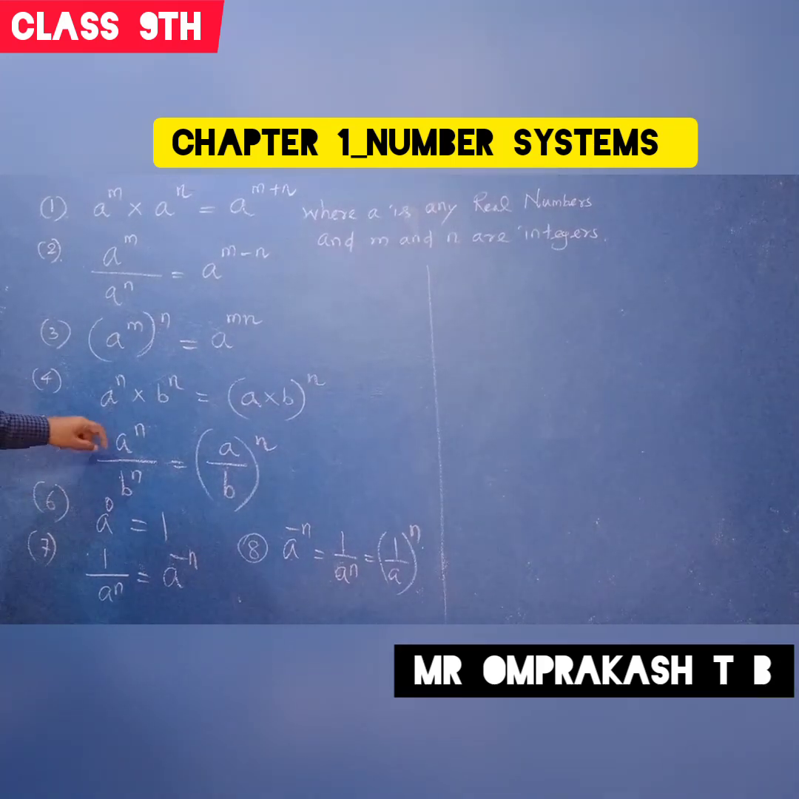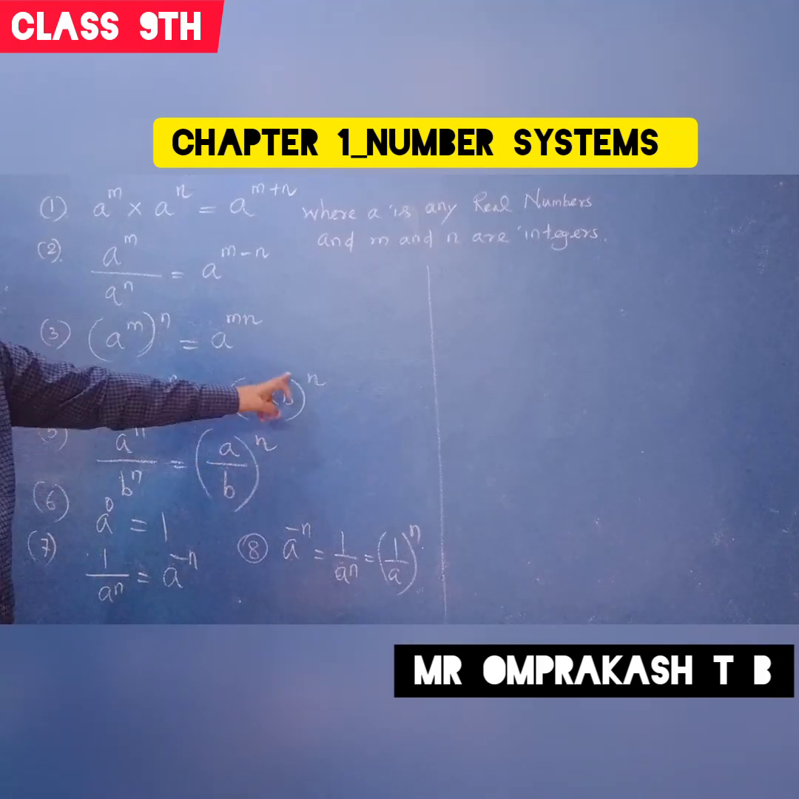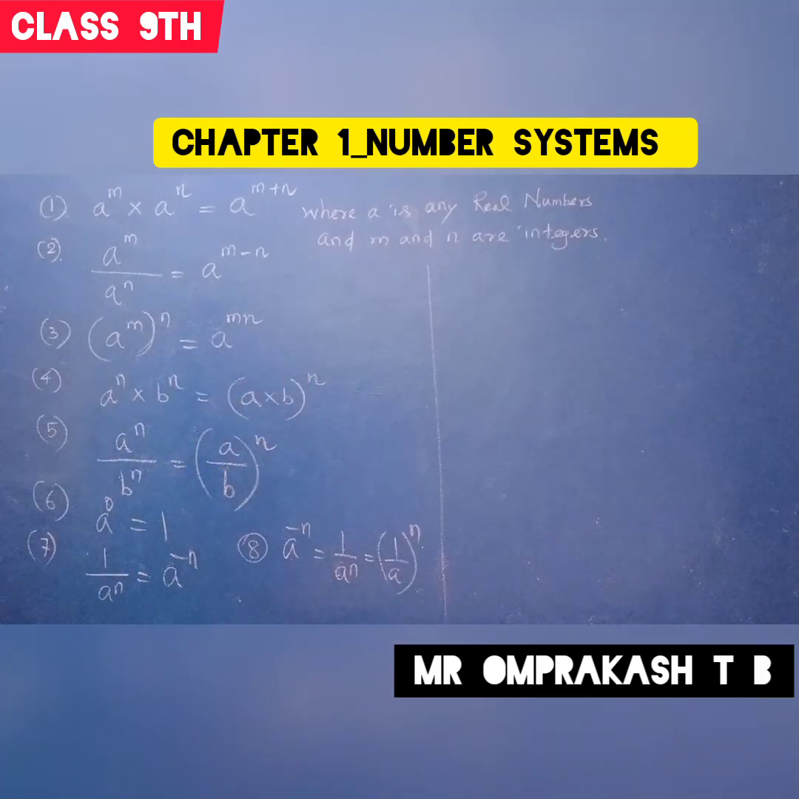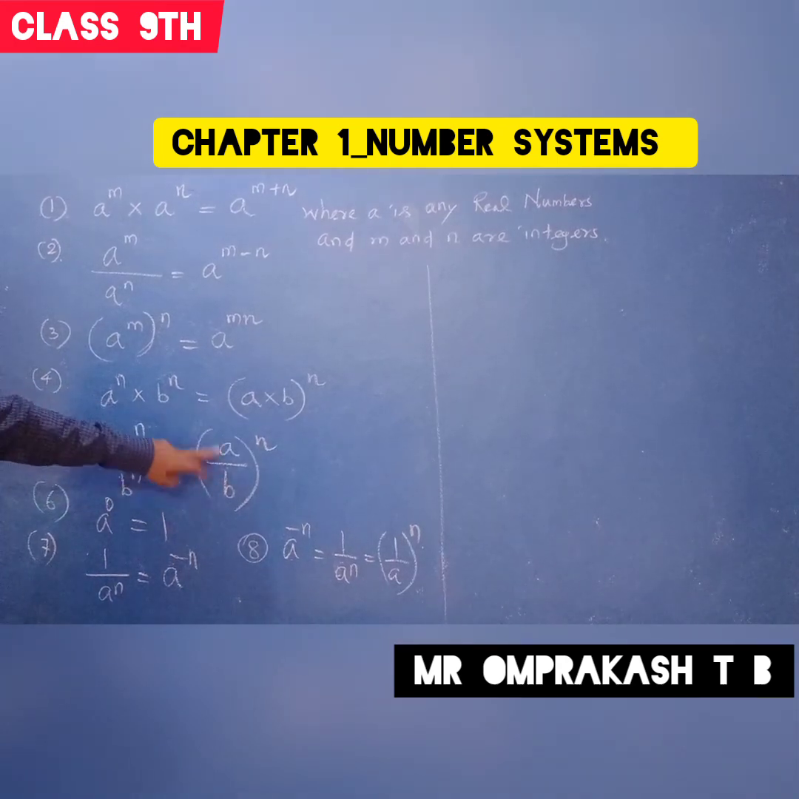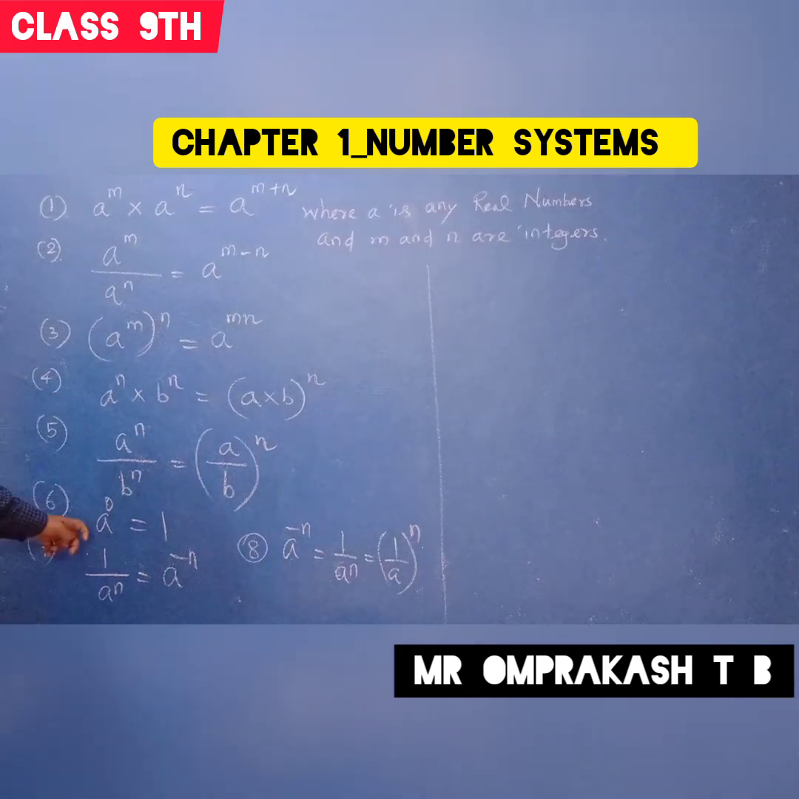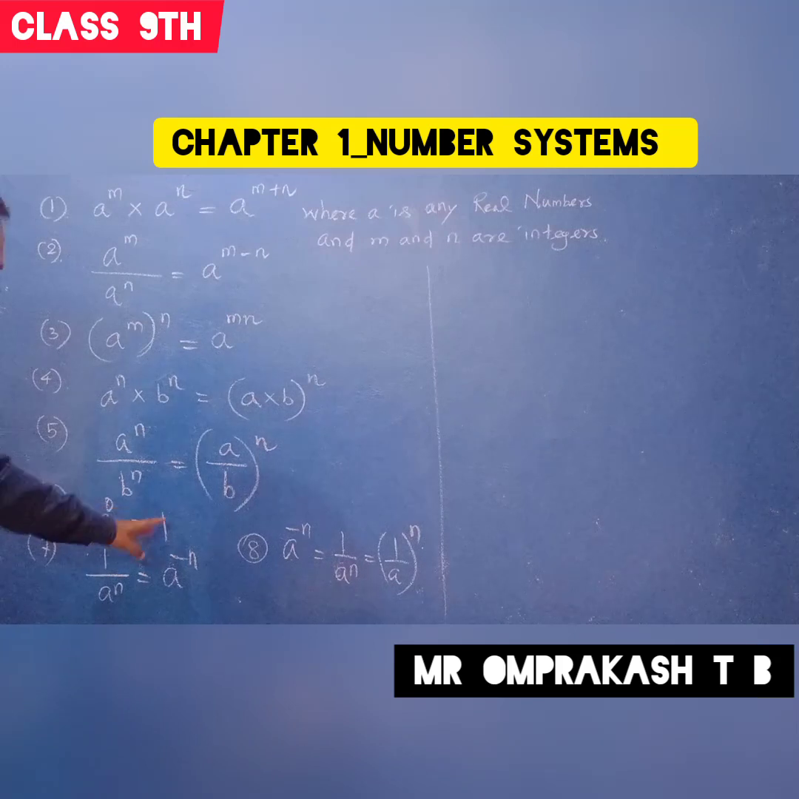Next you have a power n into b power n. Here you see the powers are the same but the bases are different. Powers are the same, bases are different, so you can take the power common. That is a into b whole power n. Same way for division also: numerator and denominator, you take the power common, that means a by b whole power n. Then you know anything power 0 equals 1.